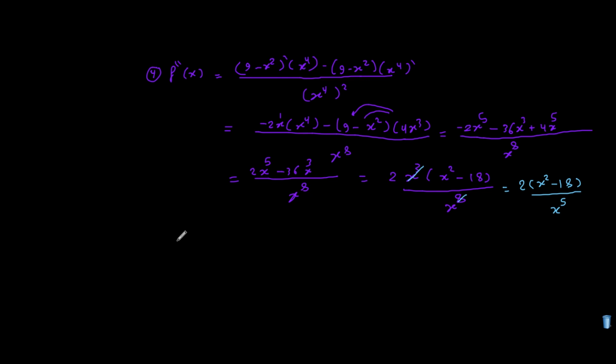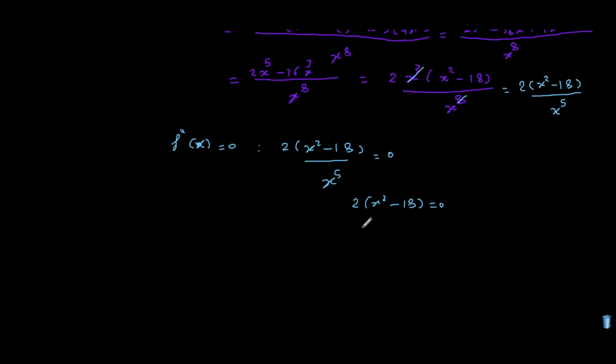Now make the second derivative equal 0 to determine whether the function is concave up or concave down. That means 2 times x squared minus 18 over x to the power 5 equals 0. That means 2 times x squared minus 18 equals 0. Divide both sides by 2 to get x squared minus 18 equals 0.